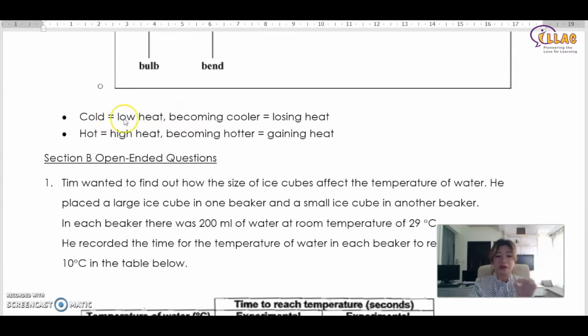So, when you're talking about cold stuff, we're talking about it having low heat. Not that it's no heat, but it's low heat. When something is becoming cooler, in order to explain that, you are saying that it is losing heat. If you just leave your answer as becoming cooler, you will not get the keyword, and you will not get the points for that question. You need to say lose heat. Anything that's hot has got high heat; it is becoming hotter, which means it is gaining heat. So the keywords are gaining heat, losing heat. If you say becoming hotter, becoming cooler, no marks, right? You need to be very, very scientific, very, very specific in addressing the heat.